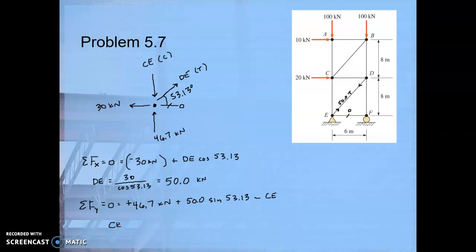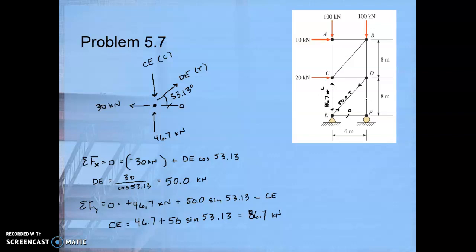So CE is going to equal 46.7 plus 50 sine of 53.13. So if we calculate that, I'm getting 86.7 kilonewtons. And this one is in compression. So it's pushing down against joint E and also pushing up against joint C.